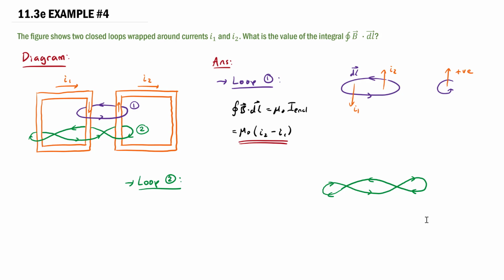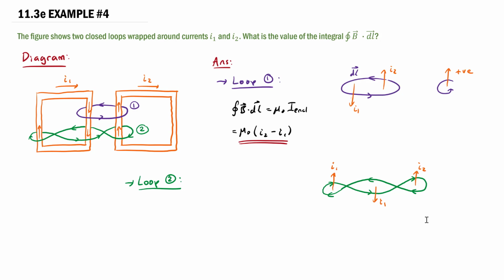Now we have to take a look at the current flowing through each one. For the leftmost loop, we have current going up. So this is I1 going up. For the middle loop, we have I1 going down. And in the right loop, we have current going up, and this current has a magnitude of I2.